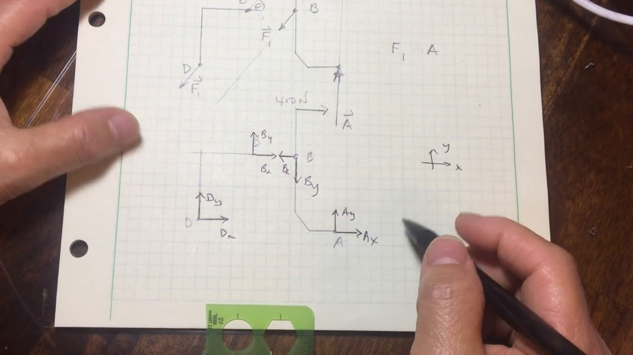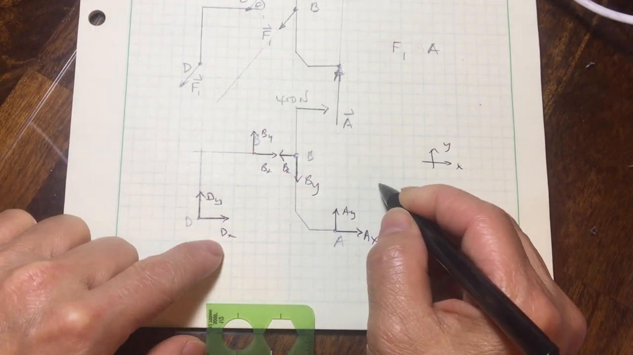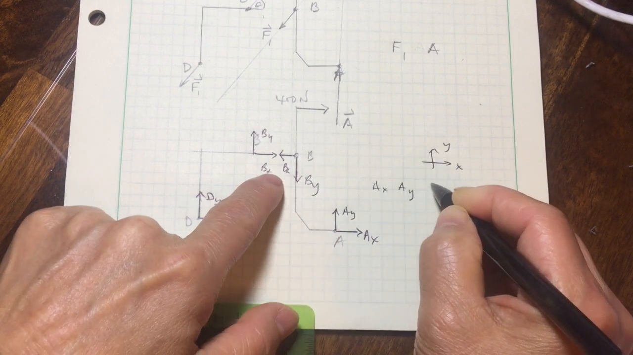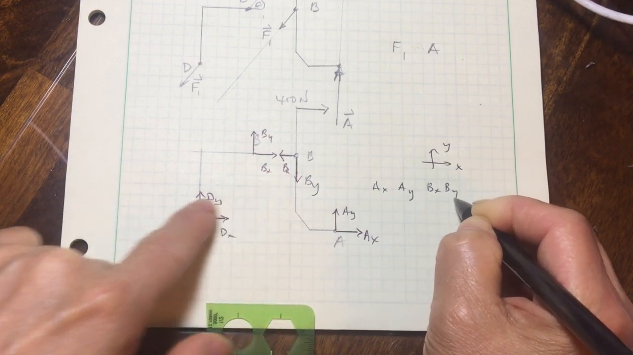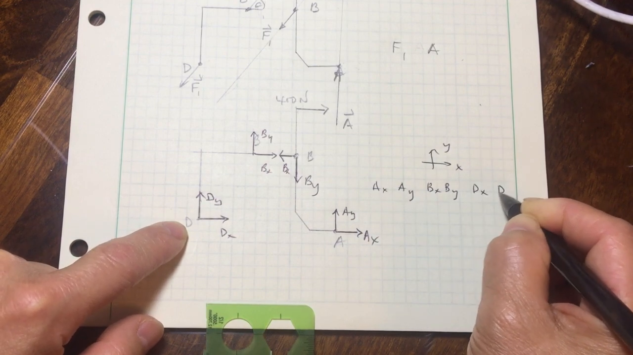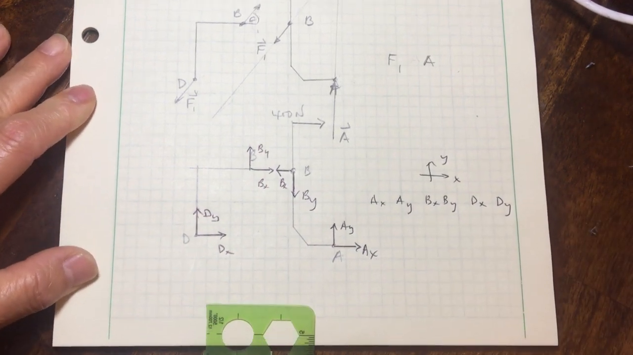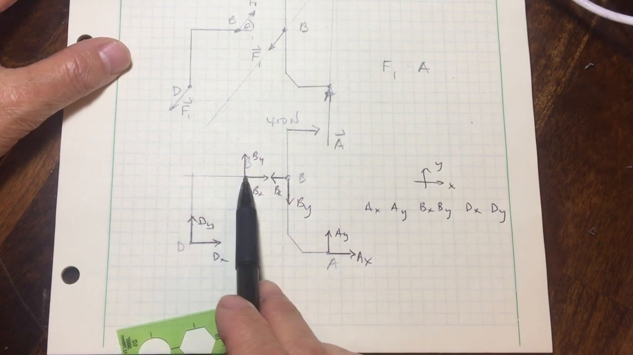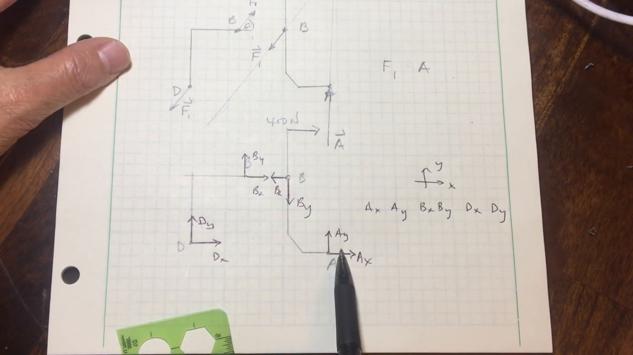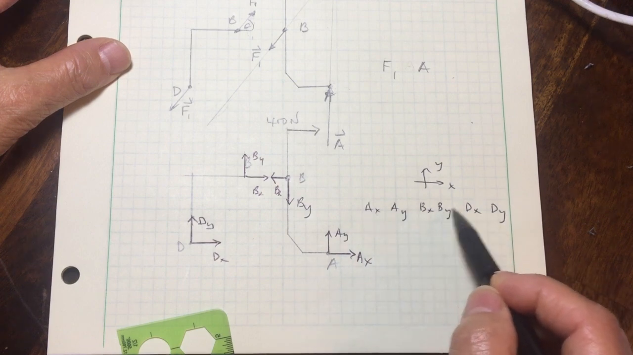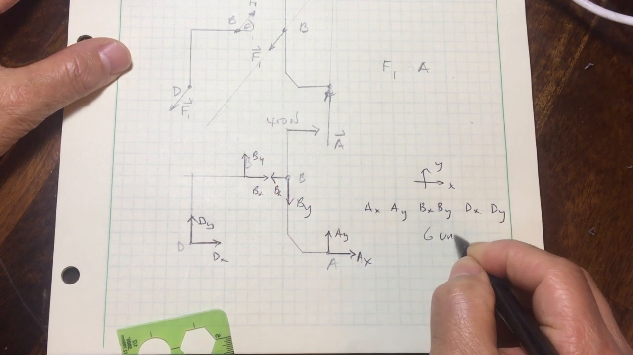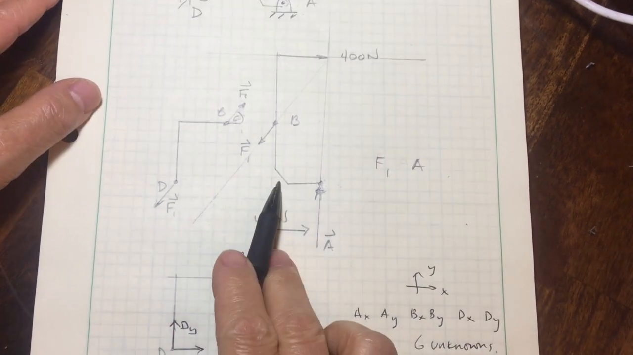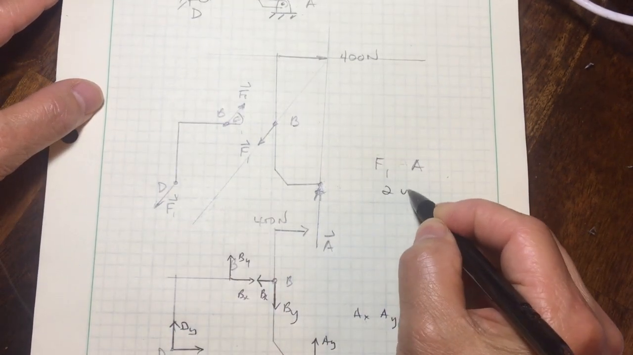So let's look at how many unknowns I have. I have Ax, Ay, Bx, By, Dx, Dy. So if we didn't recognize that this was a 2-force member and this was a 3-force member, we would have 1, 2, 3, 4, 5, 6 unknowns. But if we did recognize it, we would only have 2 unknowns.